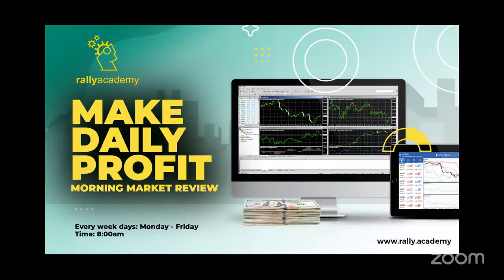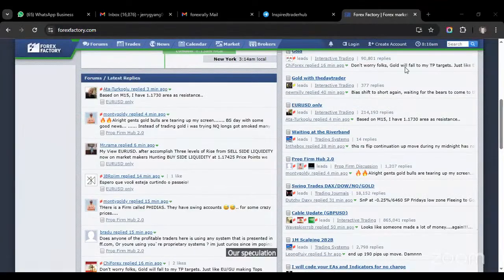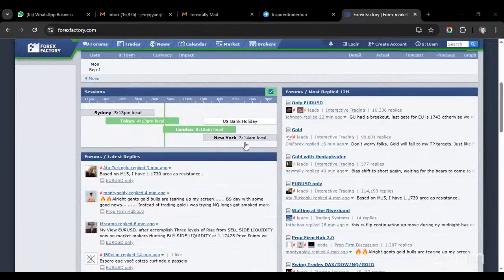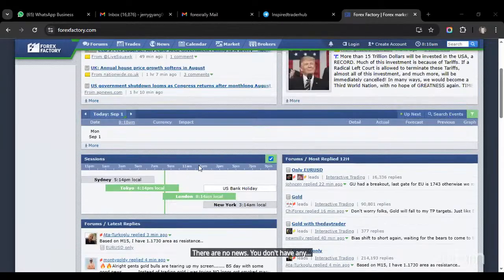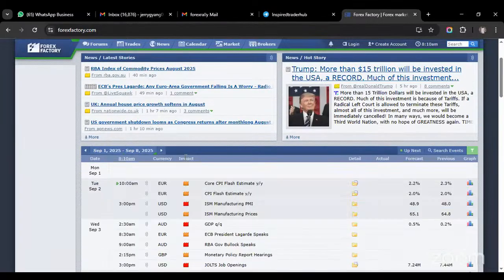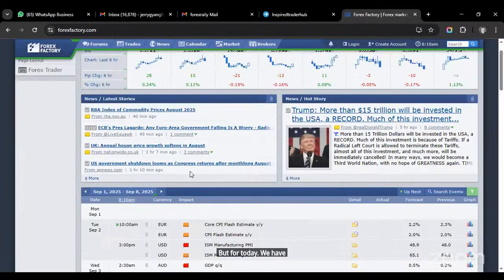Go over to forexfactory.com. On forexfactory.com, our speculation for today, there are no news. We don't have any high impact pre-planned news that we're expecting for today. The pre-planned news on Forex Factory starts from tomorrow. But for today, we have no pre-planned news.